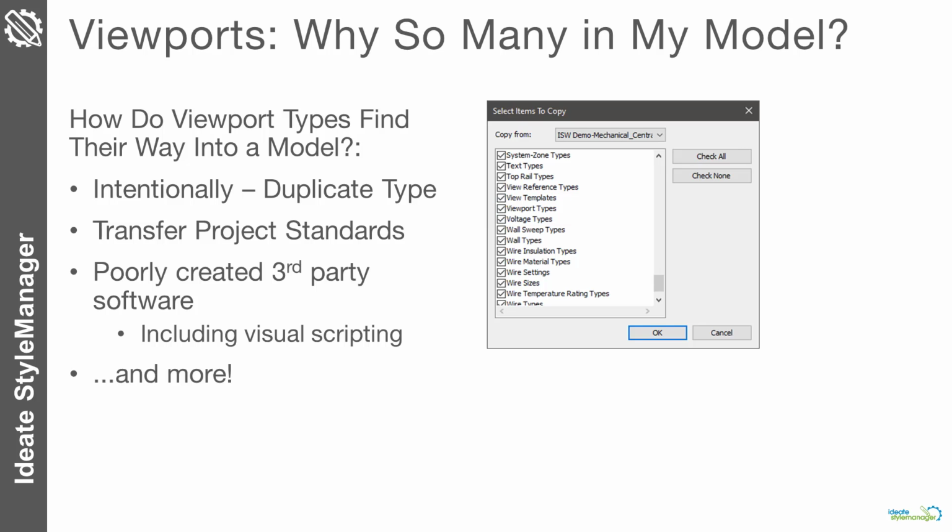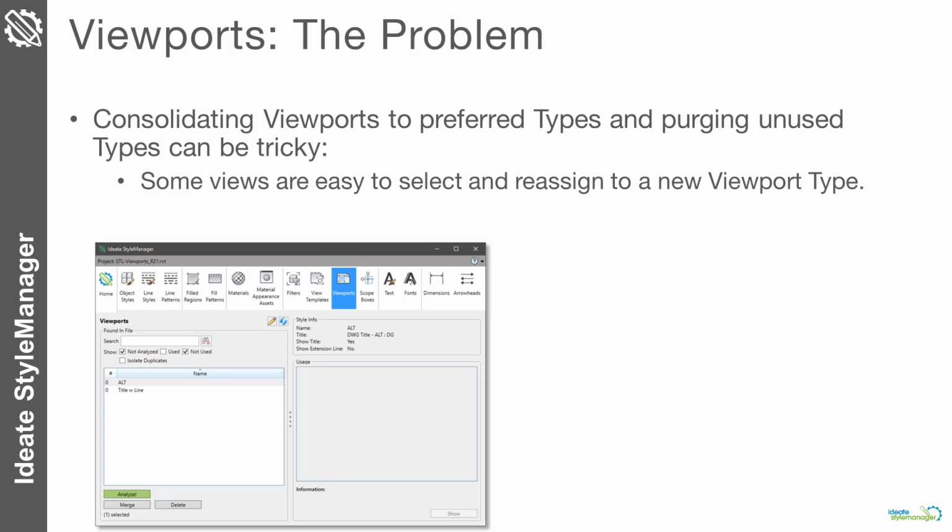Poorly created and vetted third-party software and visual scripting will also allow for unwanted creation and copying of viewport types, which is a common issue in Revit. While this list is just some of the ways in which viewport types find their ways into your model, there are many other ways in which viewport types end up in Revit models. While some viewports are easy to select in bulk to reassign their viewport types, you may still find it difficult to purge out some of the viewport types that show zero usage anywhere in your Revit models.